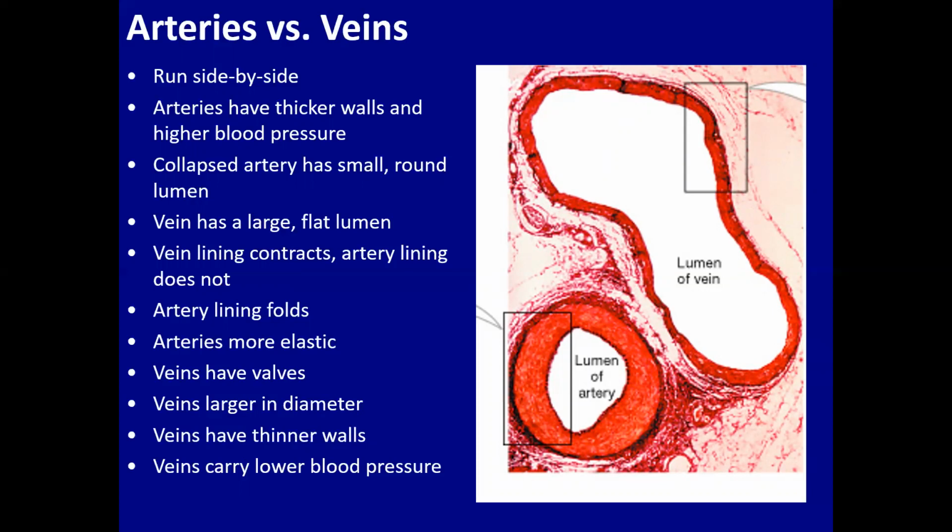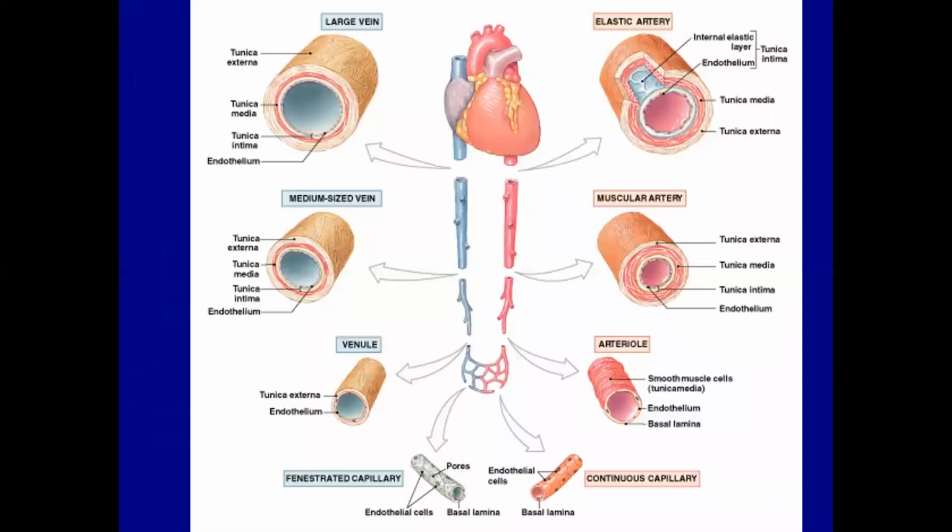There's more elastic in arteries. Veins have valves, arteries do not. Veins are bigger, arteries are smaller. Veins have thinner walls. Here is a visual comparison of arteries and veins, and we're going to go through each different category of arteries, then capillaries, and then veins.